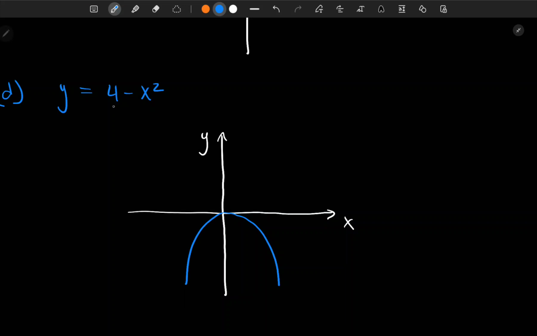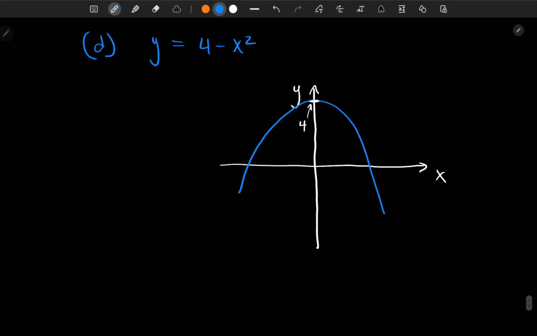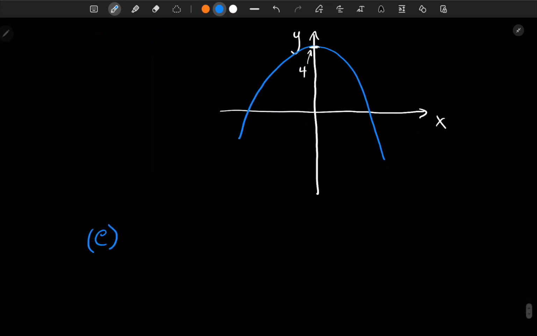But there's a constant y shift of 4, so it's going to be what I just drew, translated up 4 units on the y-axis. So this value here is 4. And finally, another important function that we'll be working with is y is equal to the square root of x.